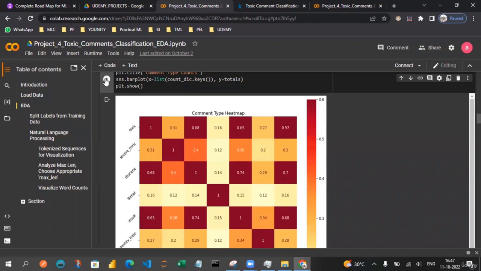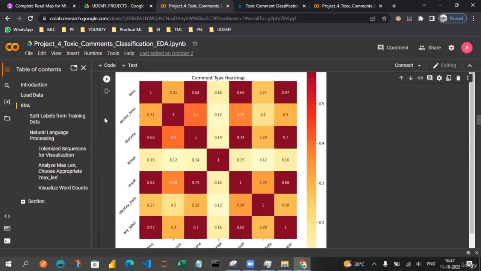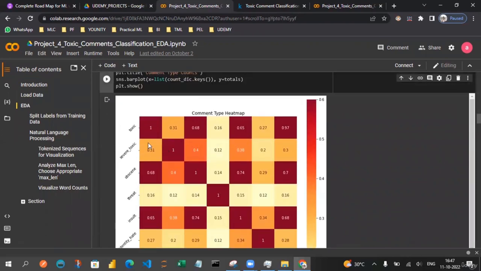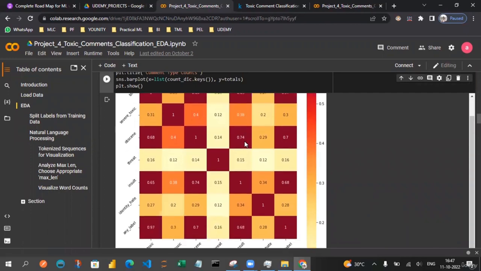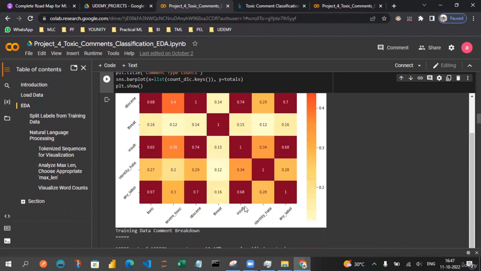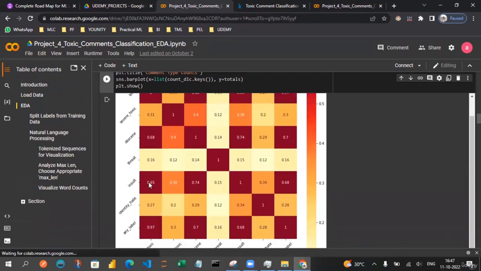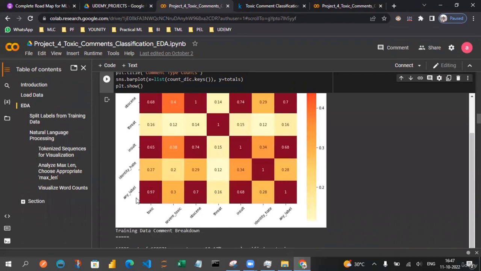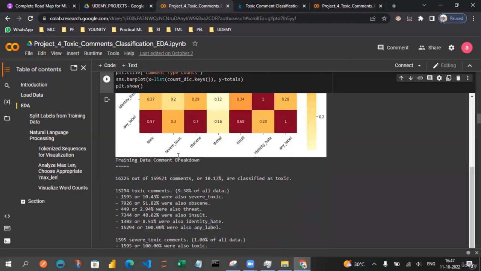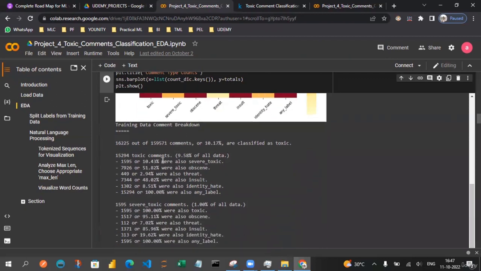So toxic and severe toxic have a very huge correlation when compared to all the others. And you can also see toxic and insult have some correlation, and along with that, insult and obscene also have correlations. So let's also analyze the data: how is that going to be helpful in terms of classifying a comment as toxic?